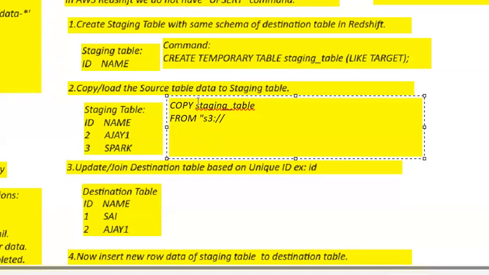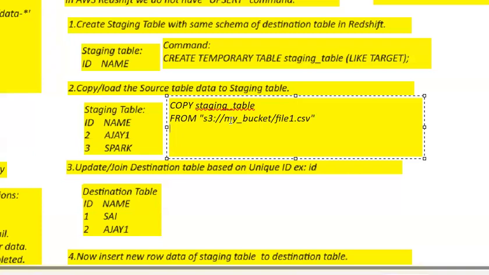So write copy to staging table, and from where, that also you need to provide. I'm taking from the S3 bucket. The bucket name is my bucket, and within that bucket I have my file name, which is file1.csv. In this format my file is there.